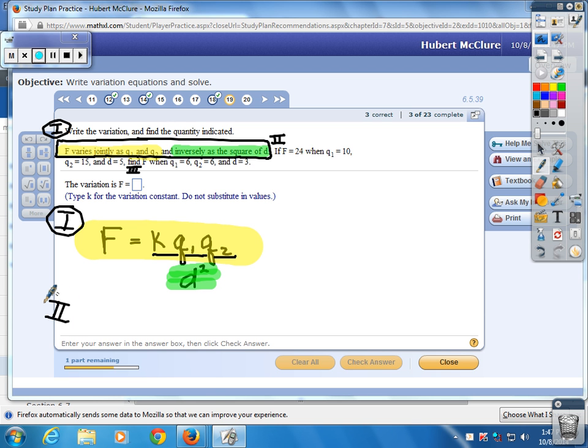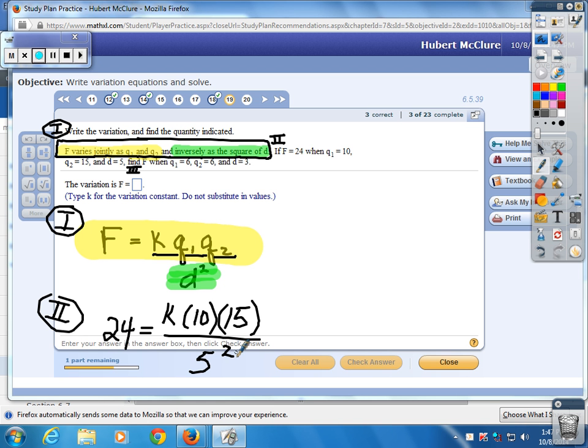So here's part 1. Part 2. What are we going to do? Plug in what? All right, 24 is F, is equal to K, Q sub 1 is 10, and Q sub 2 is what? 15. And D is what? 5 squared. You do not need a calculator. So just hold off on the calculator because you don't need one. Why? Because all of them are multiples of what? 5. So you can cancel out and do some calculating with your head. Kind of fire those brain cells up a little bit.